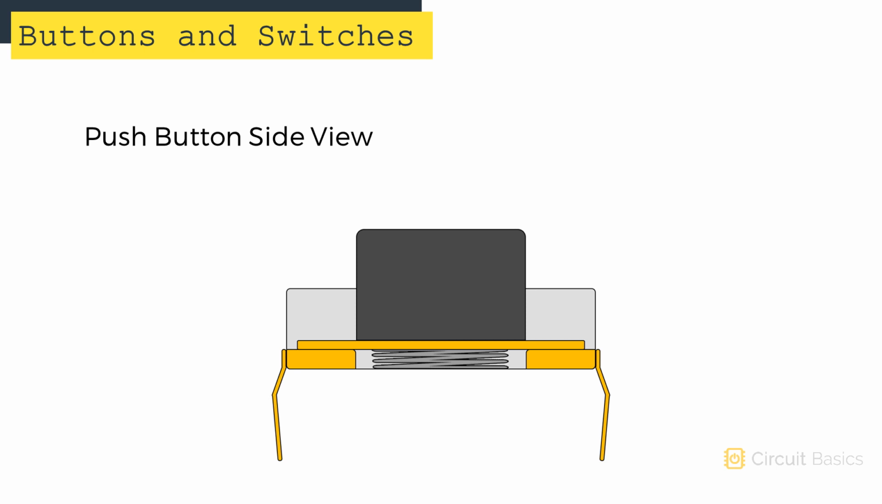What we're going to do is connect this push button to the Arduino and write a sketch to detect when the button is pressed. When the button is pressed, the sketch will tell the Arduino to send a high signal to the LED, which will turn it on.